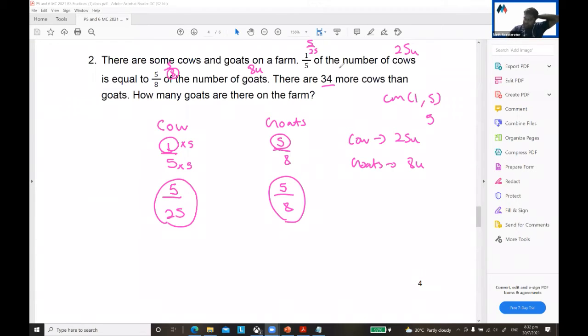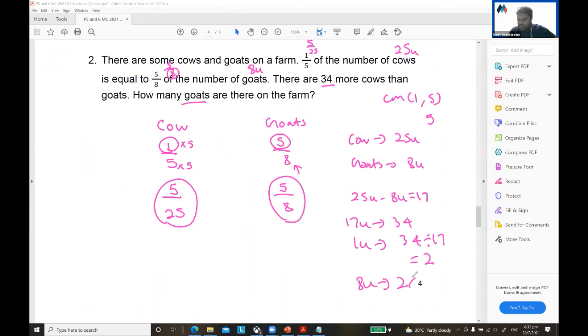Okay, that's right, Vivian. Okay, so write down 25 units minus 8 units is 17 units. So the 17 units is the 34. So read the question carefully, okay? How many goats are there on the farm? They're not asking for the total, just the goats. So goats is 8 units, right? So 1 unit is 34 divided by 17, they'll get you 2. So since goats is 8 units, find for 8 units. 2 times 8 equals to 16.